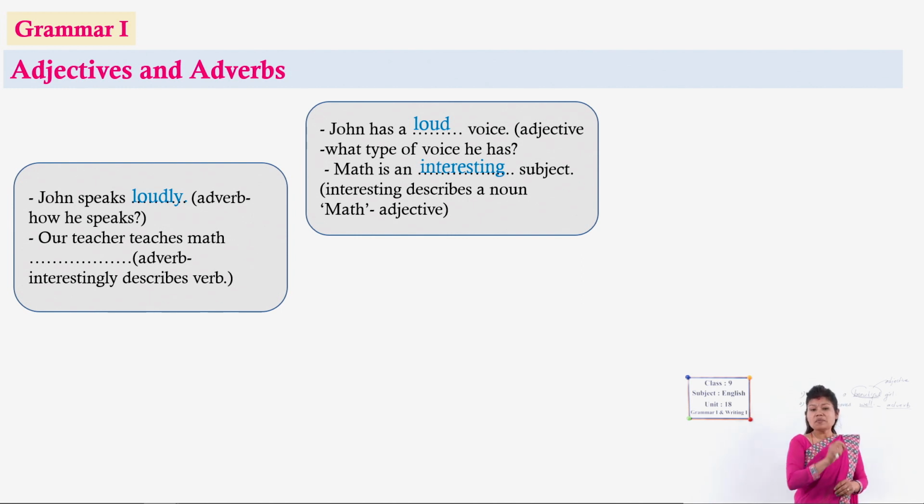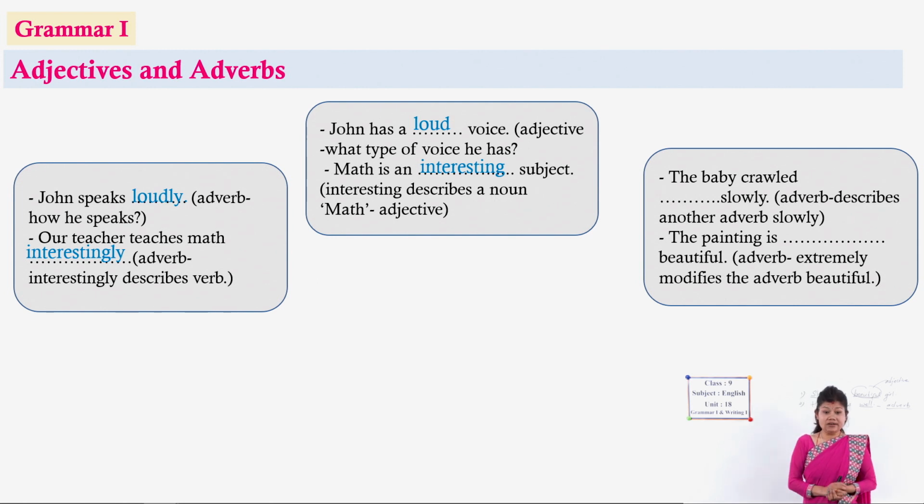Next example, try to complete this sentence. Our teacher teaches math ... Tell me, interestingly or boringly. Interestingly. Our teacher teaches math interestingly. Here again interestingly qualifies the verb teaches. How does our teacher teach mathematics? Interestingly. So it is again an adverb, clear? Now, some more examples here. The baby crawled ... Can you suggest one suitable word here? Very good, very slowly. The baby crawled very slowly.